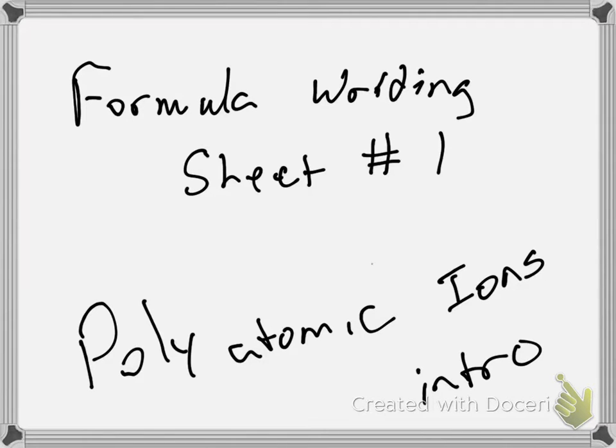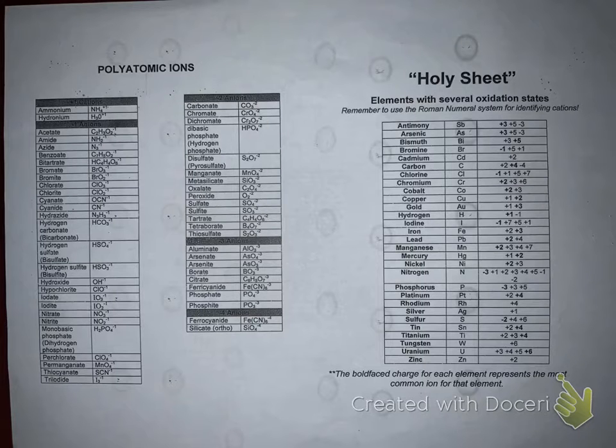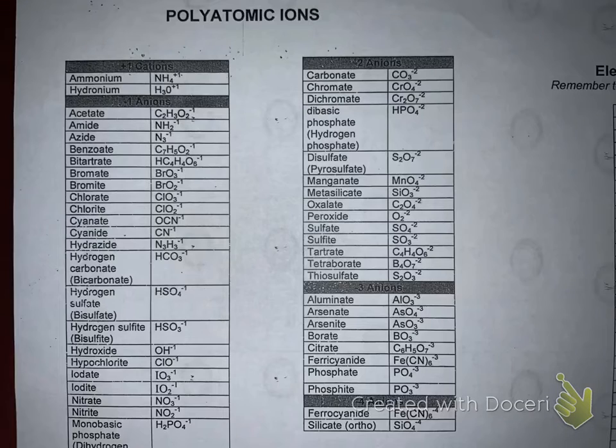Okay, so we're going to do the formula writing worksheet number 1, and we're going to introduce polyatomic ions today. So, first off, grab the back of your periodic table. When you look at the back of the periodic table, you will see two things. The first is polyatomic ions, and the other is the holy sheet. And you'll notice I said the word sheet, S-H-E-E-T. So, there are two things that we're going to use this page for.